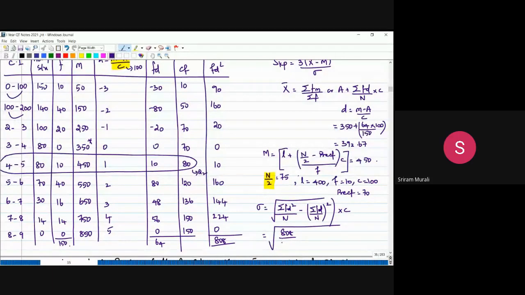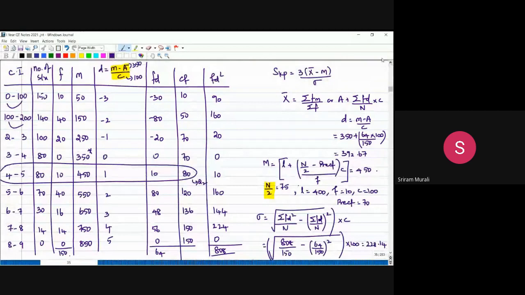Sigma FD by n, the whole square: 64 by 150 the whole square, into C, which is 100. If I simplify, I get 228.14. So 228.14, both I should take here in the skewness. If I substitute in the skewness formula, I directly get the answer.